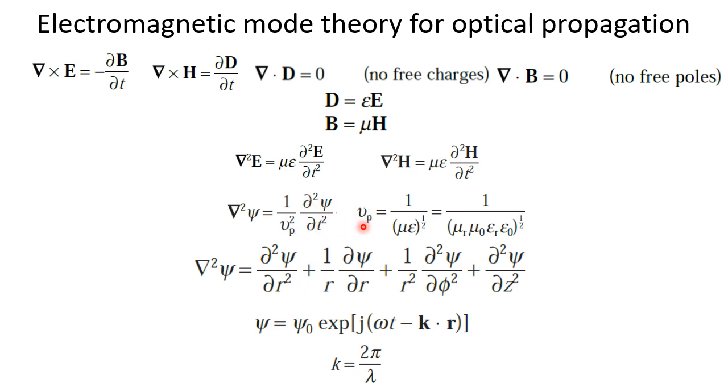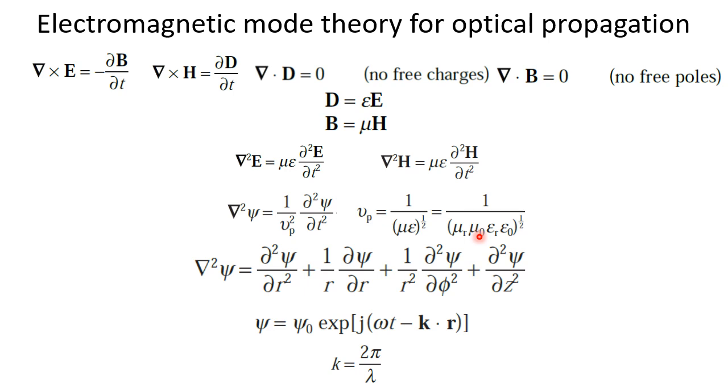Okay, and Vp, we have just said that it is phase velocity, is 1 by mu epsilon whole to the power half, that is mu r epsilon r into mu 0 into epsilon 0 whole to the power half. Mu r is the relative permeability, epsilon r is the relative permittivity, mu 0 and epsilon 0 are the permeability and permittivity of the free space, right?